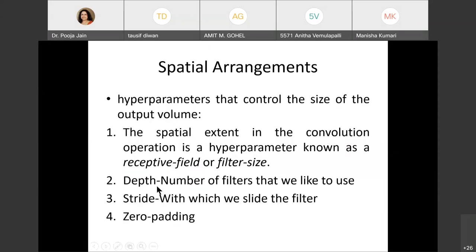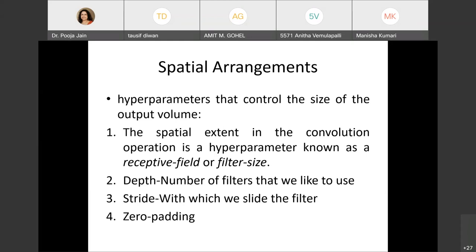Second one, depth. How many filters we are applying on the input, whether we are applying 2 filters, 3 filters, or 100 filters. This is considered as depth. Third point is stride, by which we slide the filter. If it is shifted by one position, then the stride is considered as 1. If it is shifted by 2 positions, then the stride is considered as 2. The last one is zero padding. Whether the padding of 0 is applied to the input or not. So based on these 4 things, we can determine the output volume.